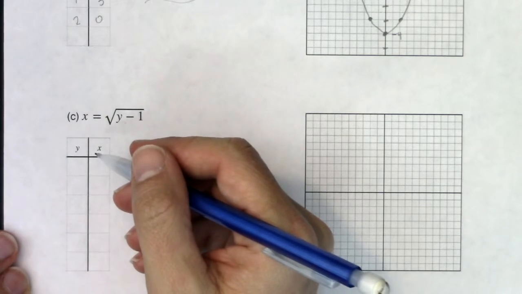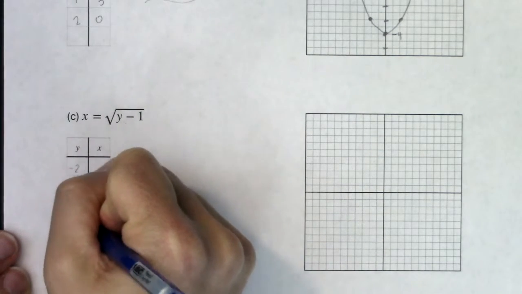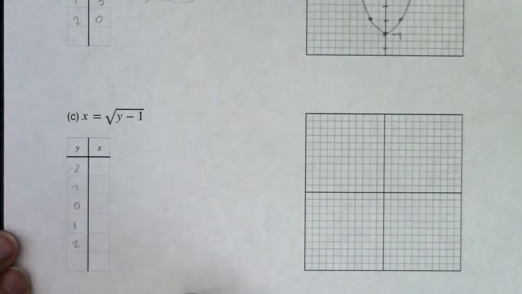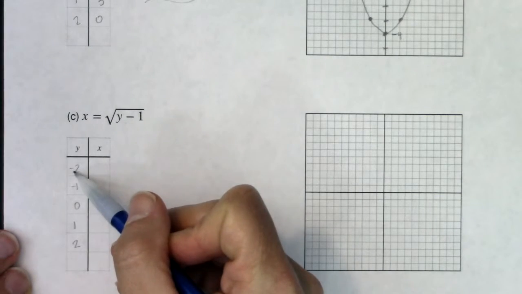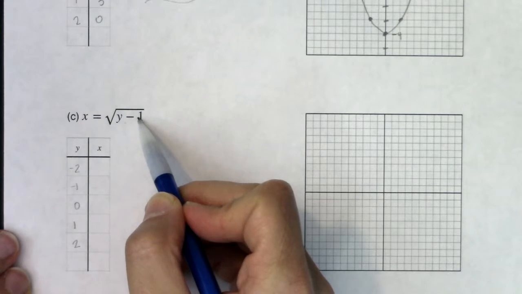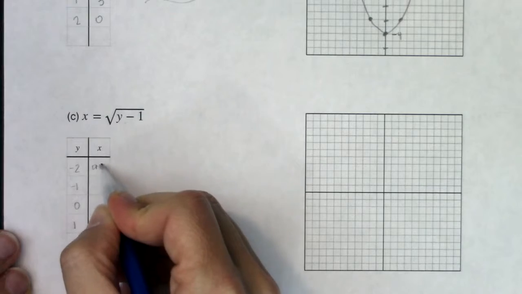So I'm going to try my standard ones. I'm going to do -2, -1, 0, 1, and 2. And we're going to run into some problems, and then we're going to adjust. Okay? So let's take a look. I tried -2. I plug that in for y. Well, -2 minus 1 is -3. And I can't take the square root of -3. So I'm going to write dne here.